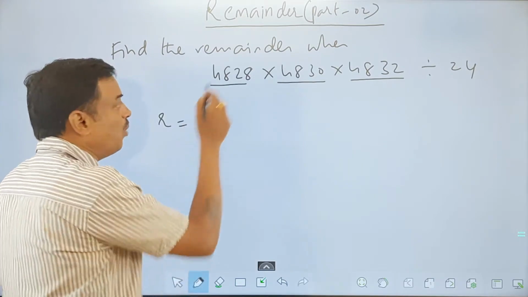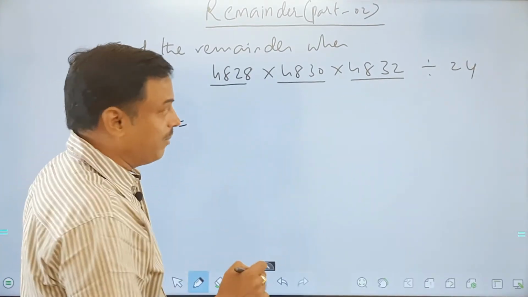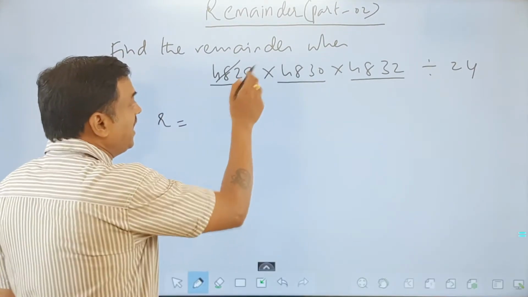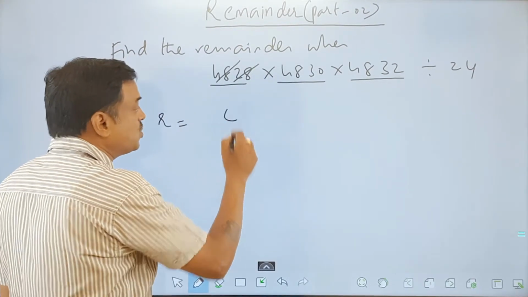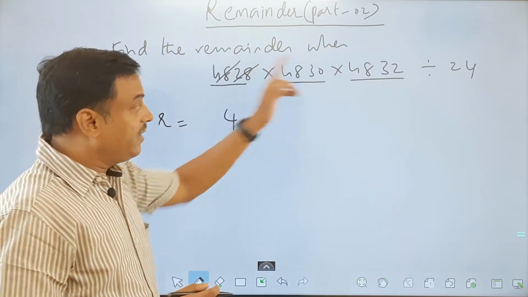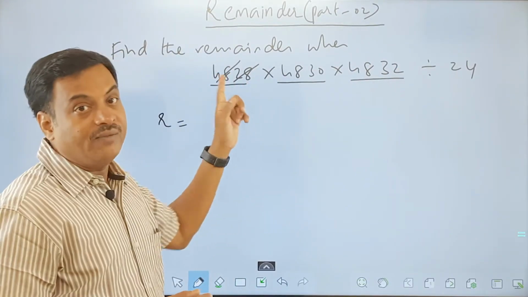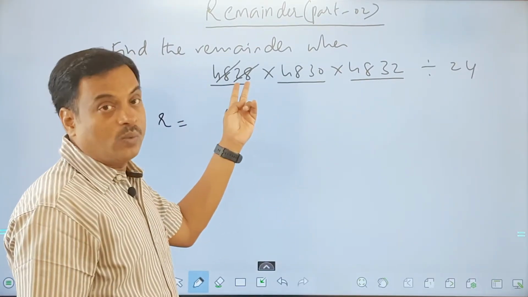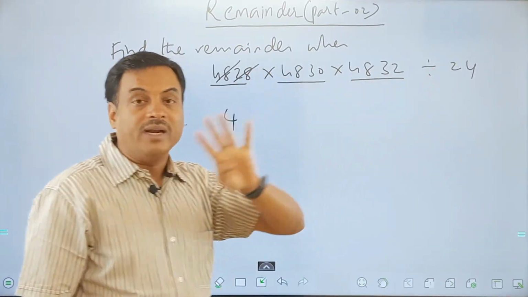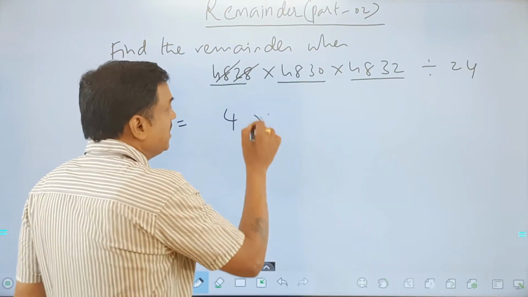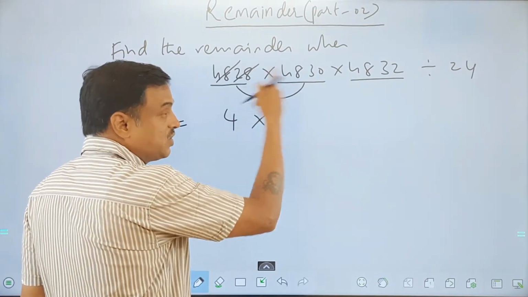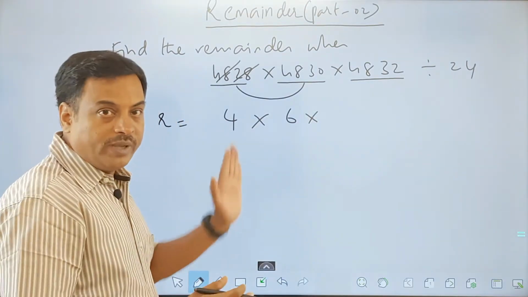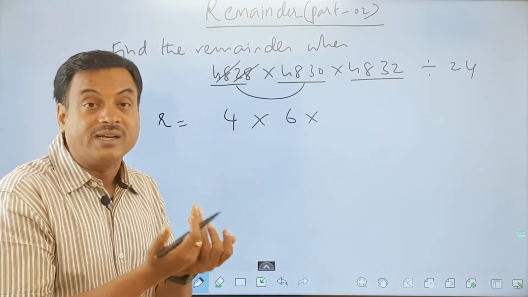If I divide one of the numbers with 24, what happens? 4800 is exactly divisible by 24. 4828 divided by 24, remainder will be how much? 4. So 4800 divided by 24 is exactly divisible. Remainder will be 0. And remember 4828 again divided by 24, the remainder is 4. Now since this number to this number, the difference is 2, this number to this number, the difference also has to be 2. So 4 becomes 6. I don't have to again redivide completely.